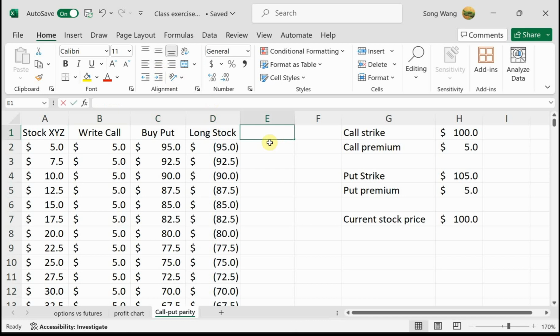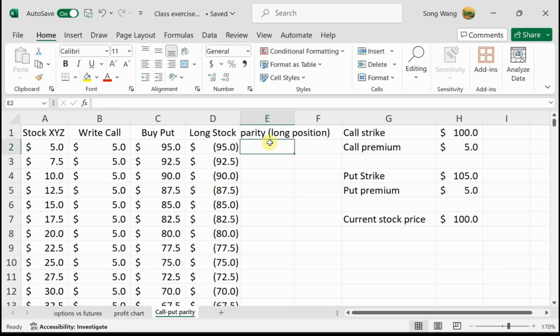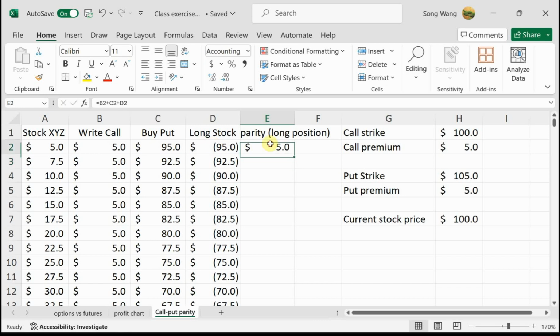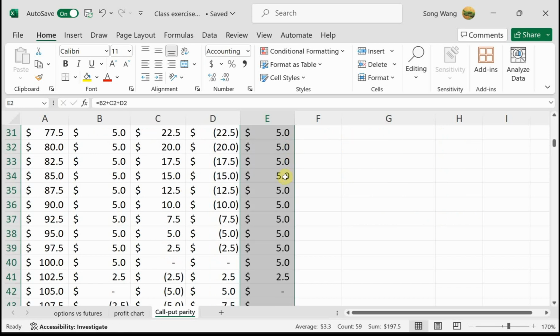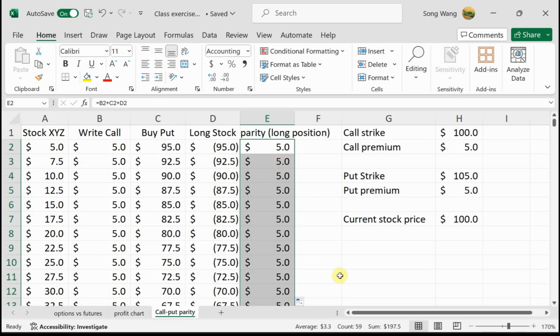That is called the put-call parity, and you are taking a long position when you buy the stock, taking a long position in the stock, buying a put and writing a call. The parity gives you the profit from 3 sources, and you just add them up. And this will be your profit from the parity.